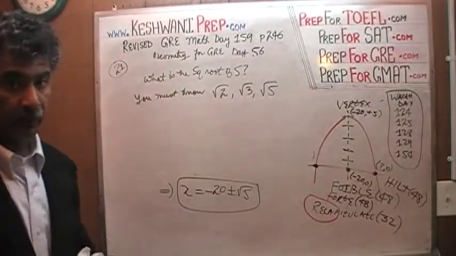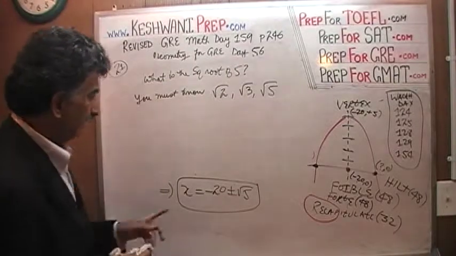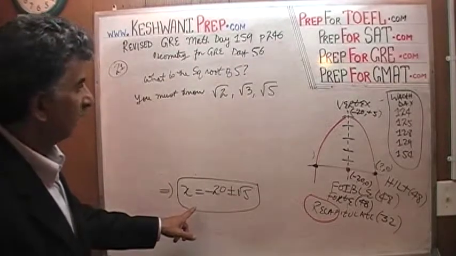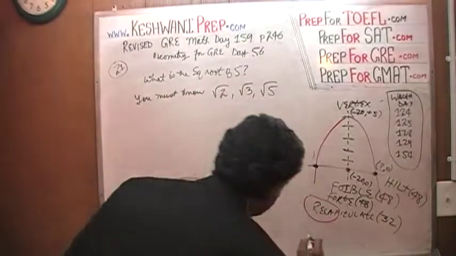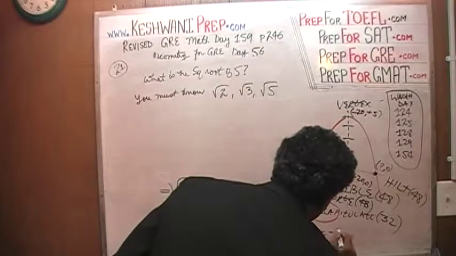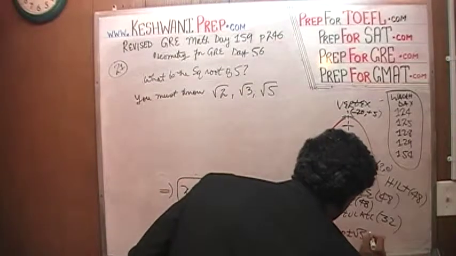Let's start with the square root of 2. Okay. Watch what happens. I'm going to put this away someplace so that I have the room here. Let's put it here. x equals negative 20 plus or minus root 5.